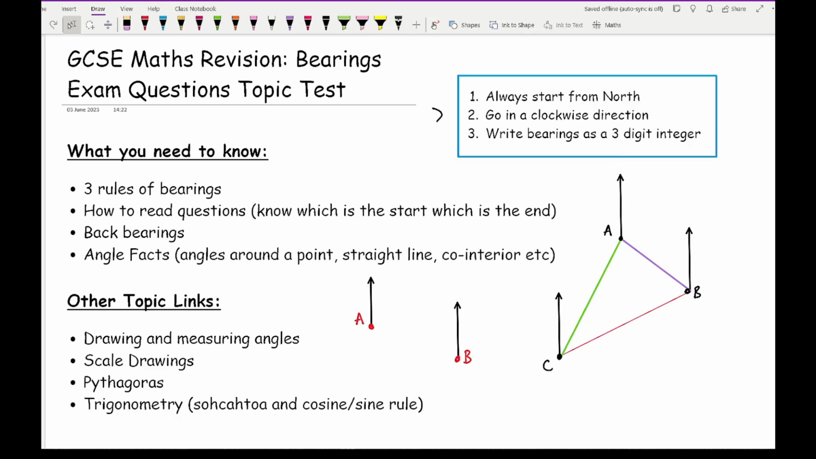So the first thing you need to know is clearly the three rules of bearings. The first rule is that you always start from a north line, you always go in a clockwise direction, and you always write bearings as a 3-digit integer.